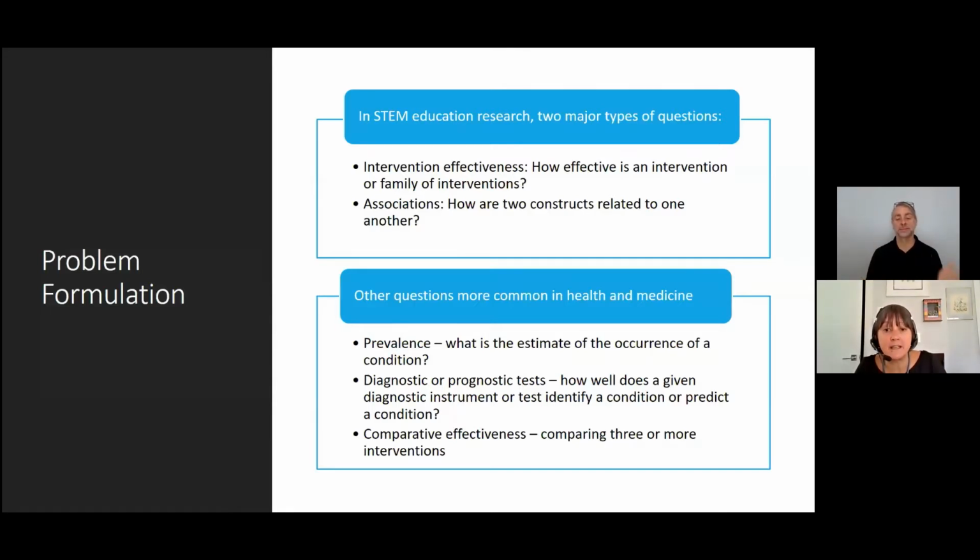Questions about diagnostic or prognostic tests. How well does a given diagnostic instrument or test identify a condition or predict a condition? Is another set of methods we might use in a systematic review and meta-analysis. And also a common question asked in many health and medical systematic reviews is about comparative effectiveness. And these are systematic reviews that are really directed at head-to-head comparison of 3 or more interventions.